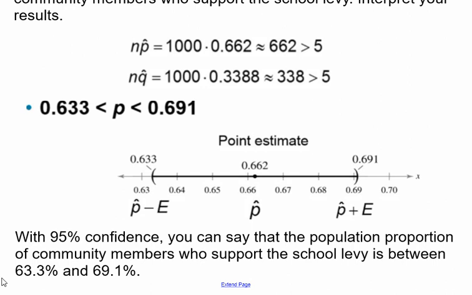So the interpretation, you would say, is with 95% confidence, you can say that the population proportion of community members who support the school levy is between 63.3% and 69.1%. I didn't do it in the last example, but it probably always is wise to go out to 0.1%.